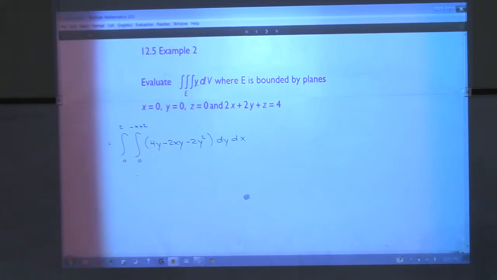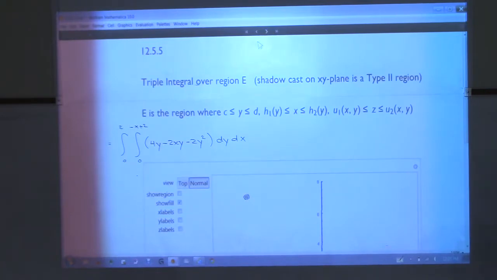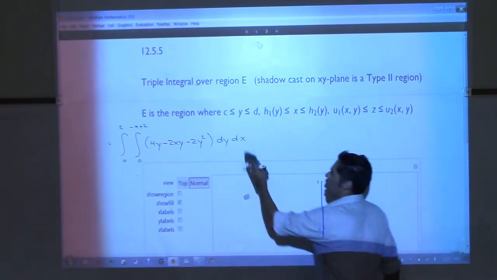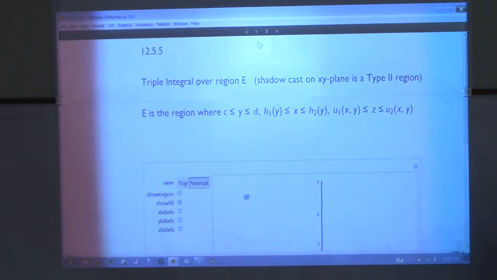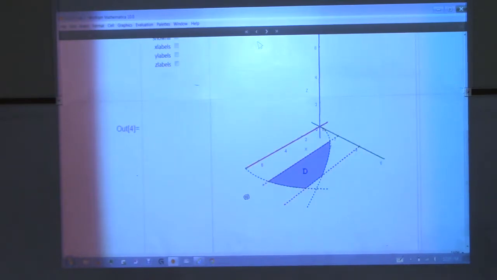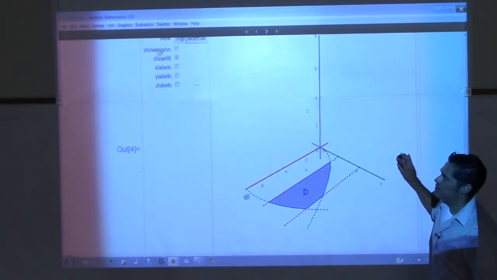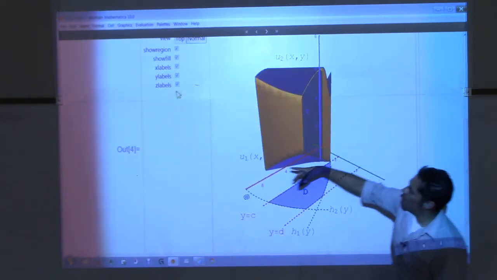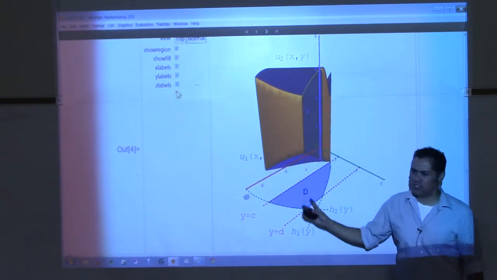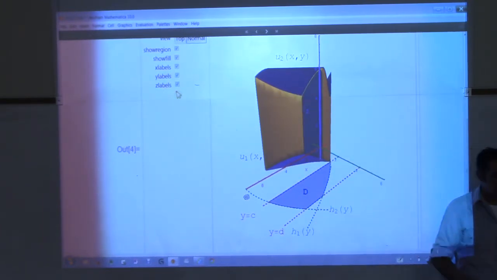Let's just see what the next note looks like here. All right, well, if you can have the shadow of your solid cast a type 1 region on the ground, what if it casts a type 2 region where your y's are between two constants? Your x's are between two functions of y. And your region up here, your solid, is still between a u1 of x,y and a u2 of x,y. So the only thing that's changing here is the ground. What if the ground shadow looks different?